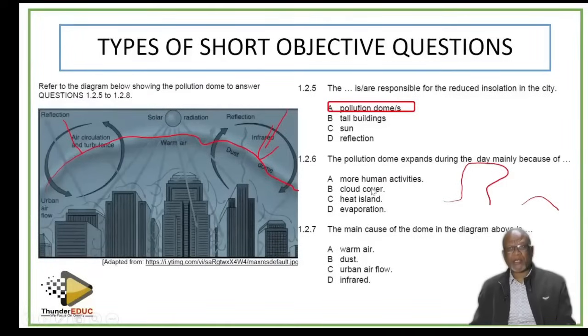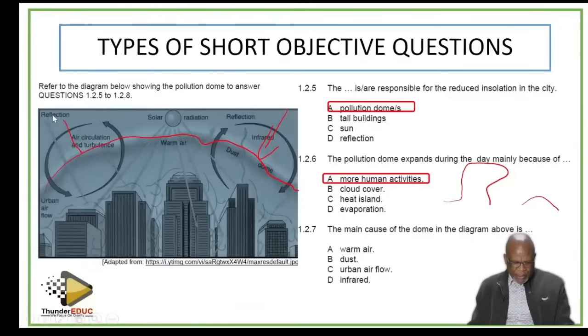So why will temperatures be higher and make this pollution dome go higher during the day? It is because of more human activities. Next: the main cause of the dome in the diagram above. So this is the diagram above. What is the main cause of this pollution dome?